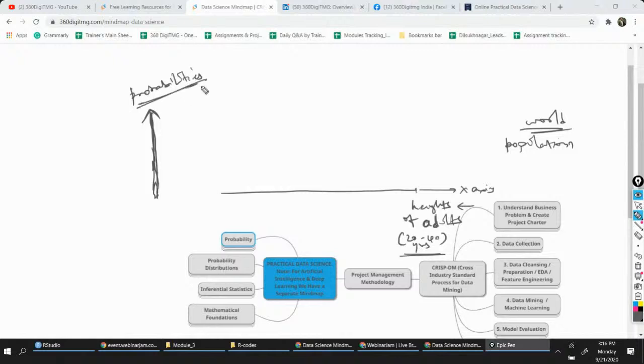Now, what is the chance you have to find a person who is exactly 1 feet tall in the entire world? How much chance do you think you have to identify a person who is 1 feet tall? Yeah, what do you think? How much chance do you have?